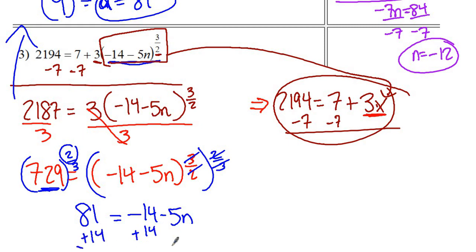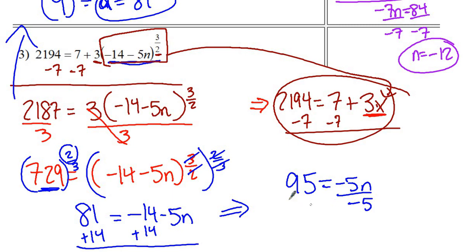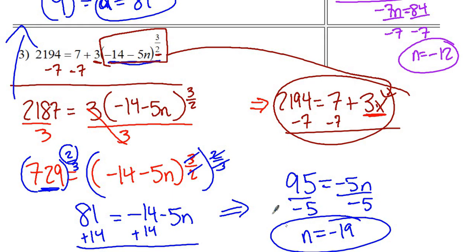So we'll add 14 to both sides. Let me just come over here. 81 plus 14 is 95. And then we get negative 5n equals 95. Let's divide by negative 5. And we would end up getting n is equal to negative 19 as our final answer. We could plug it in right here and check, but I can tell you in advance it will definitely work. So that is how we solve rational exponent equations.